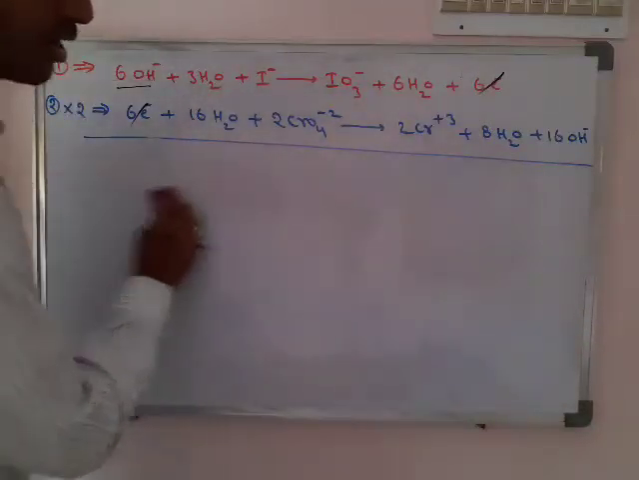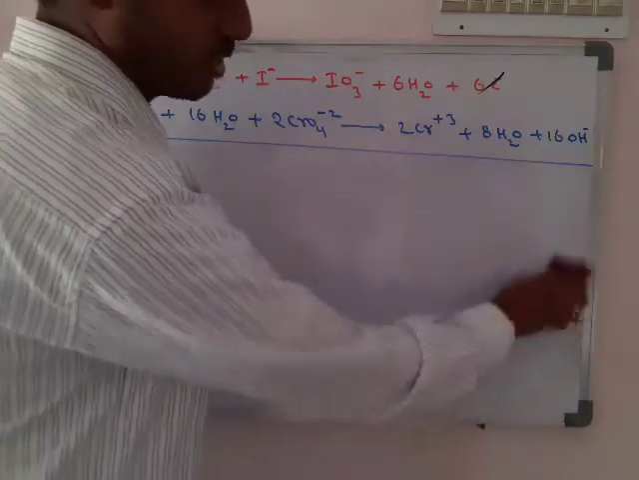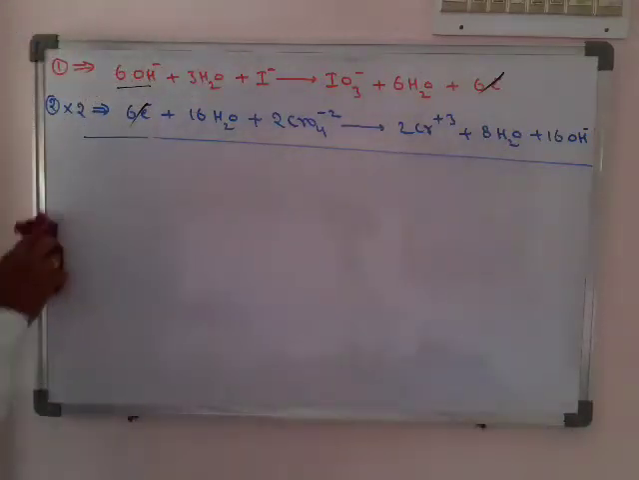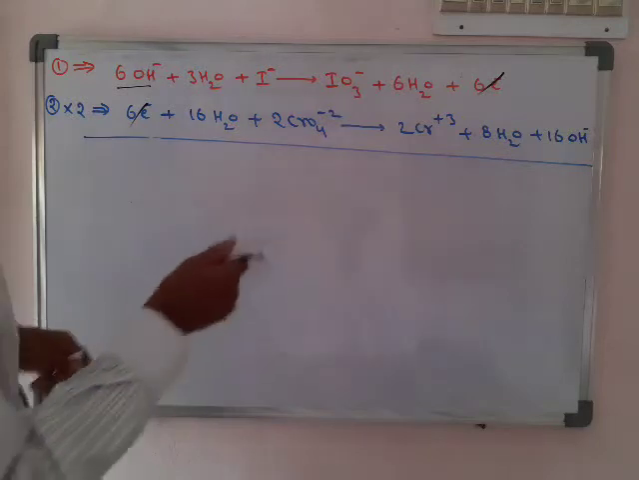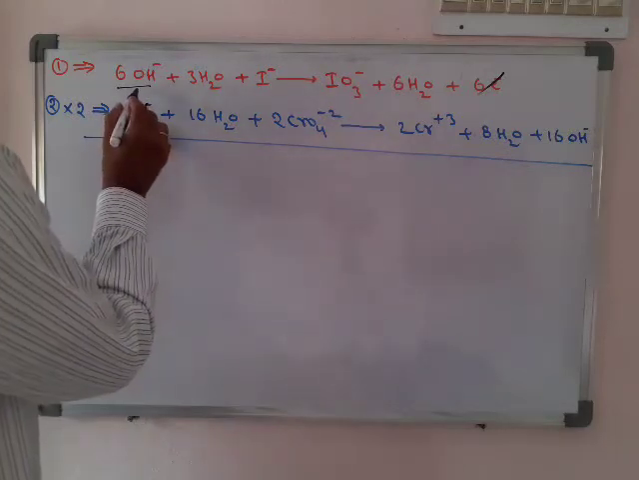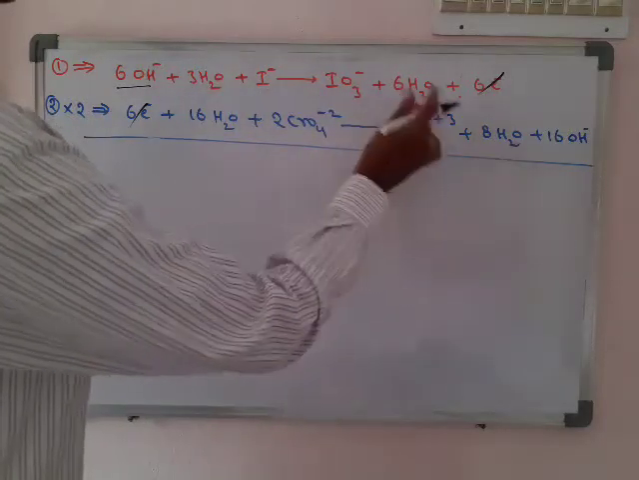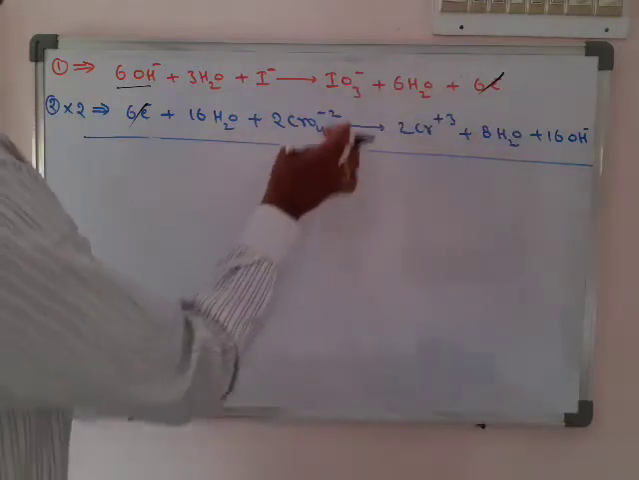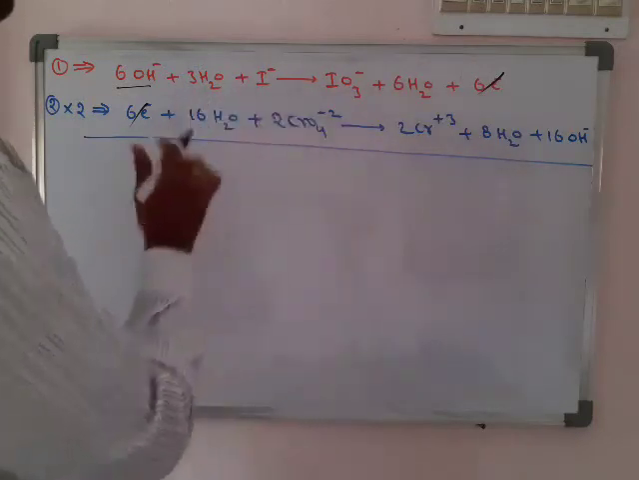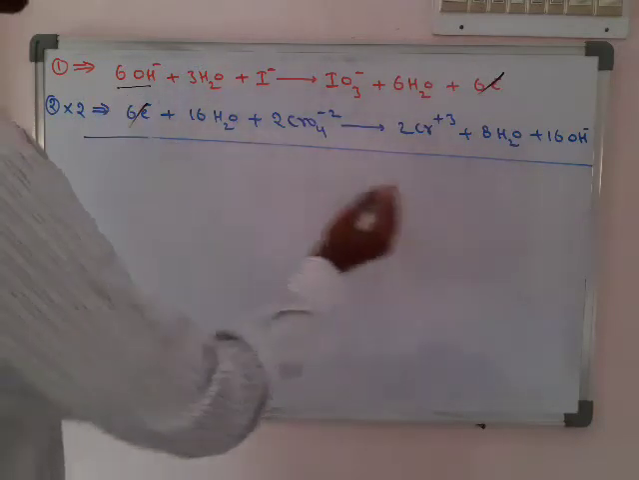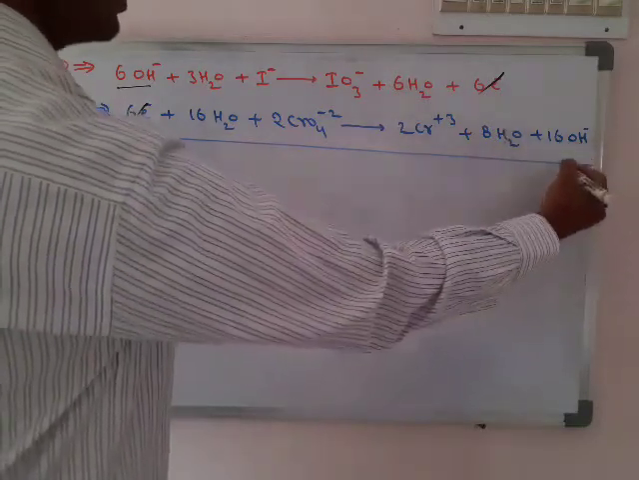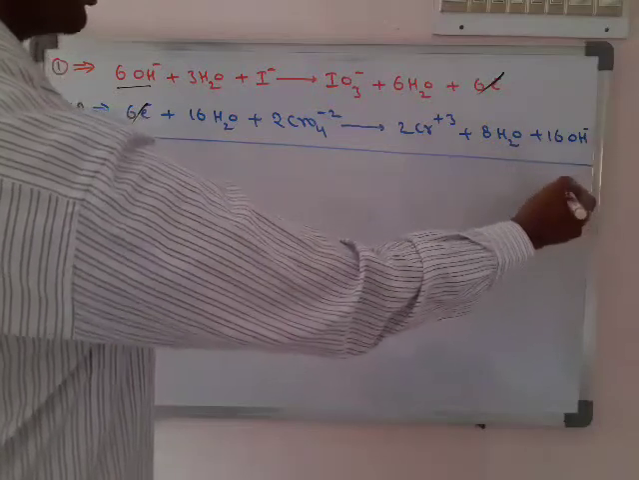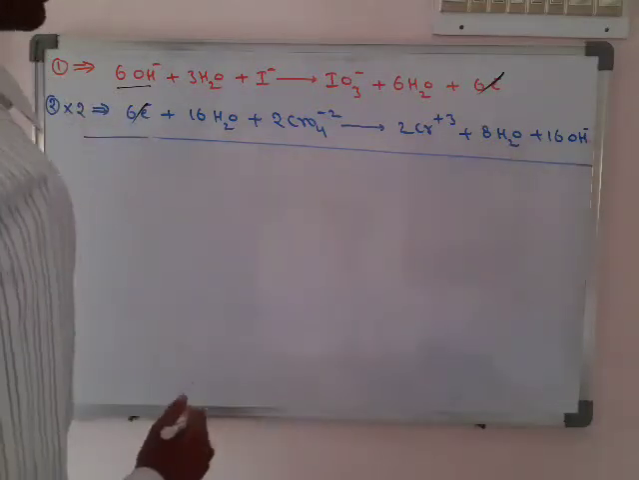If you are not able to cancel the equations at the starting position, first write the total and then cancel. Like a total of 6 OH minus here. We compare the left and right of one equation and the second equation. Here 6 OH minus, there 16 OH minus, so 6 just cancel. So the remaining is 10 OH minus. Just remember it, 10 OH minus.